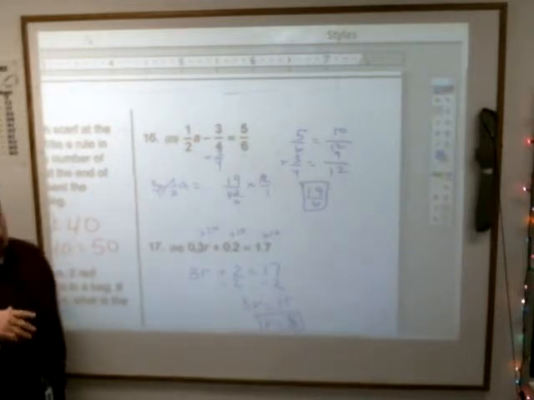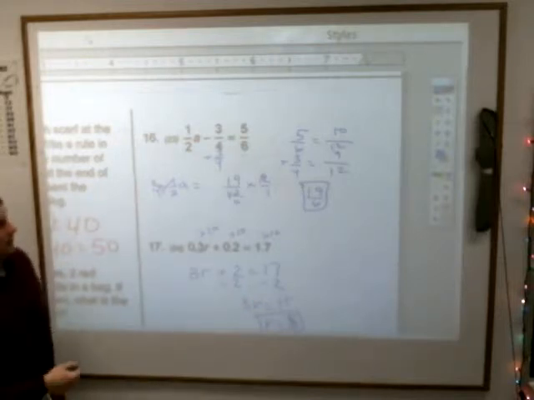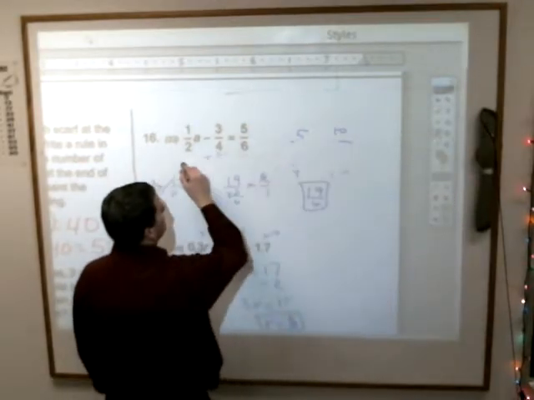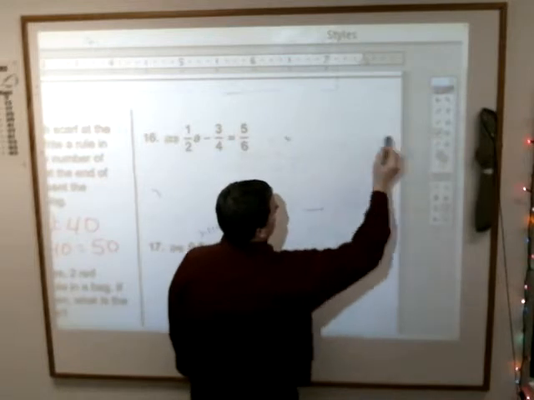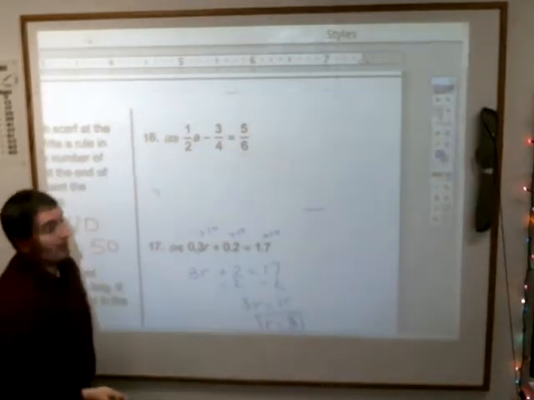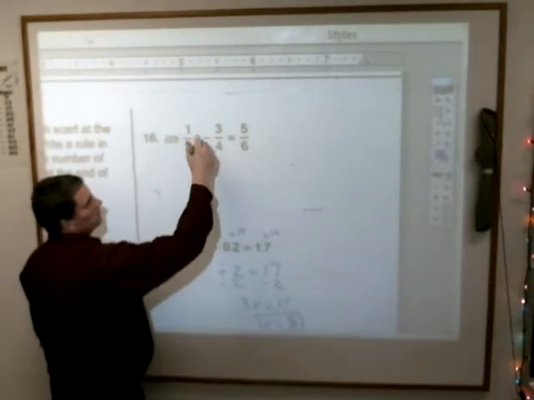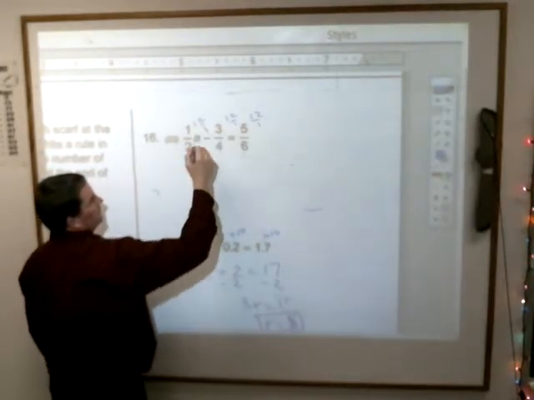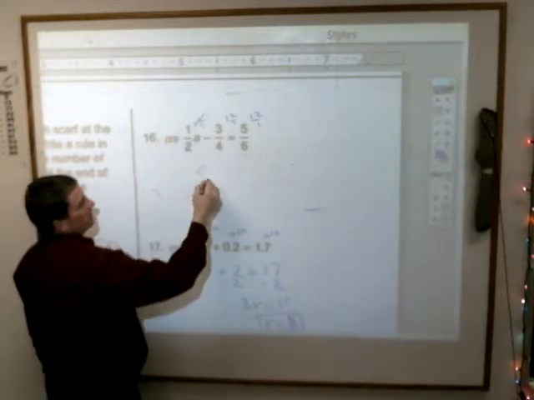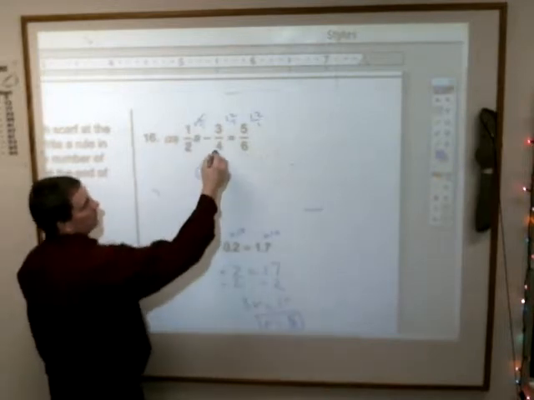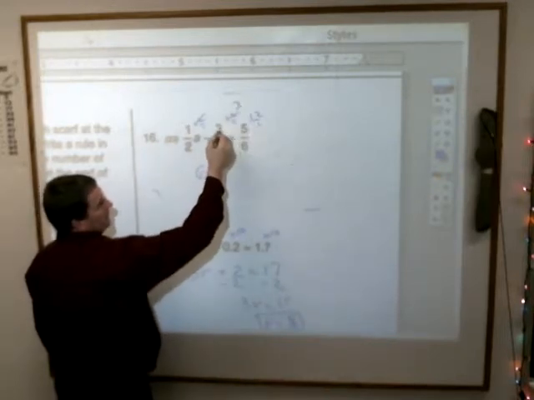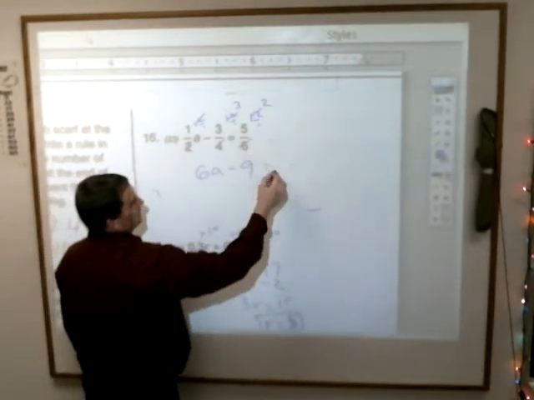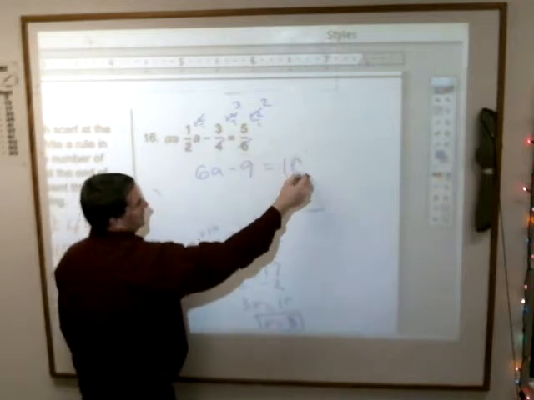Now, to show you how quick this is the other way. If you don't want to deal with the fractions, multiply by the common denominator of all these, which would be 12. It's actually 12 over 1, just so you can see this. 2 goes into 12 6 times, so you're left with 6a. 4 goes into 12 3 times, you multiply that by that top number, you get minus 9. 6 goes into 12 2 times, you get 5 times 2 is 10.